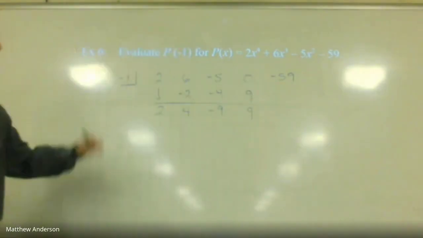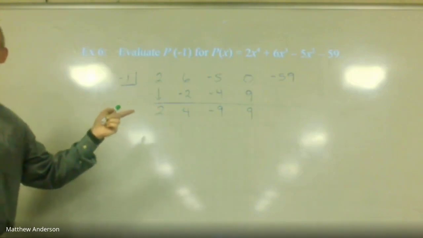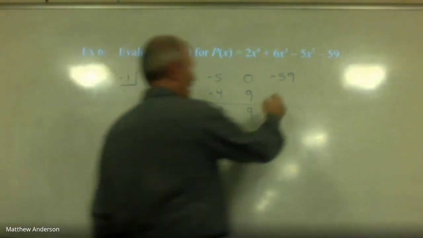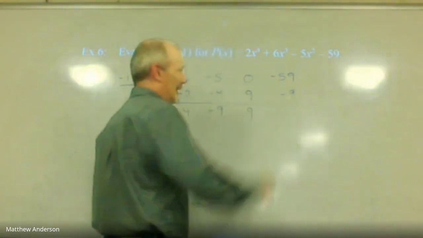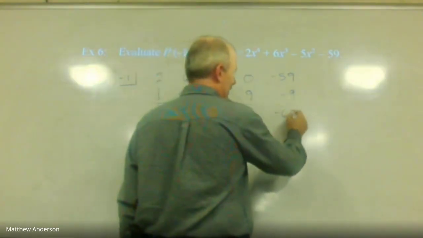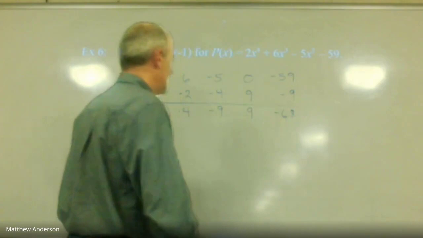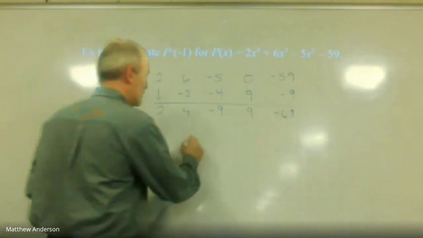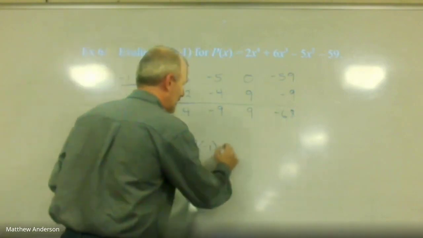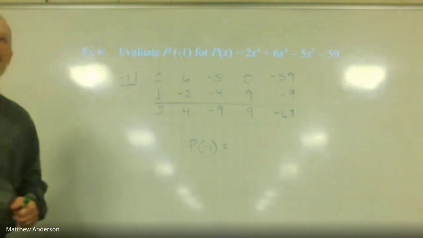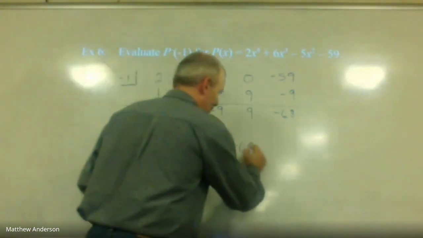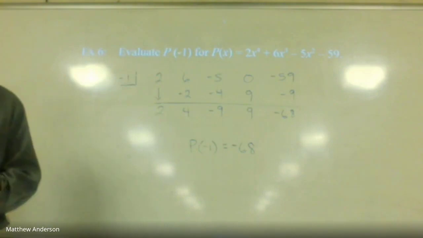And one more time, what do we do with the 9? Multiply, and we get negative 9. So then we're going to add these together. We get negative 68. Now, what is our answer to this problem? We want to figure out what p of negative 1 is. And what is it? Negative 68. That's all we have to write down is that remainder because we're using that remainder theorem.